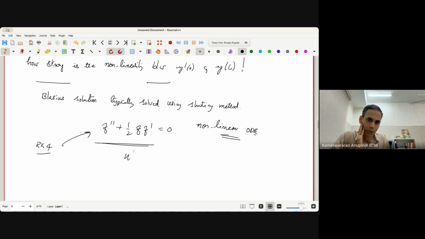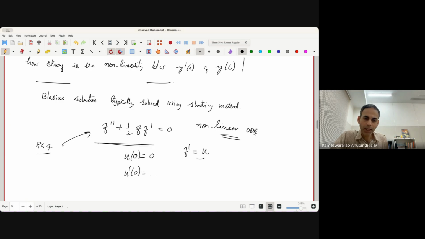Typically you will know what u is at x equal to 0, which is 0. That is what is known. You will also know what u prime is at x equal to 0. Okay, so this is also known. No, not 0. This is some value, some slope. So here I think the derivative of f will be equal to u.